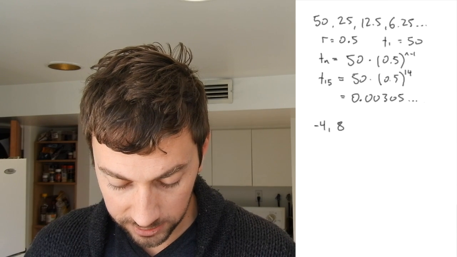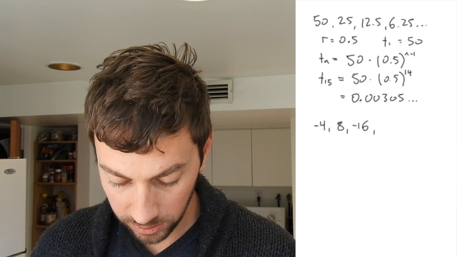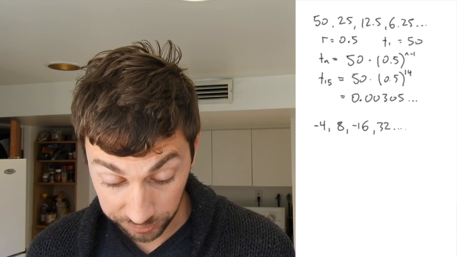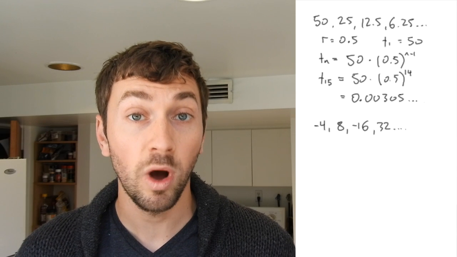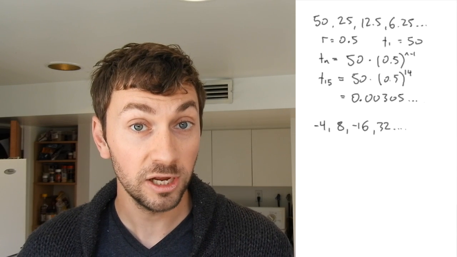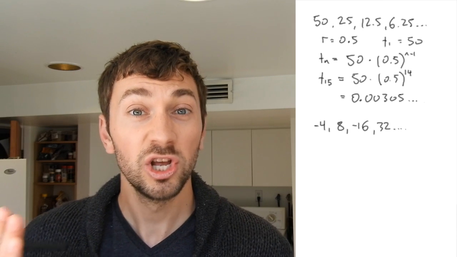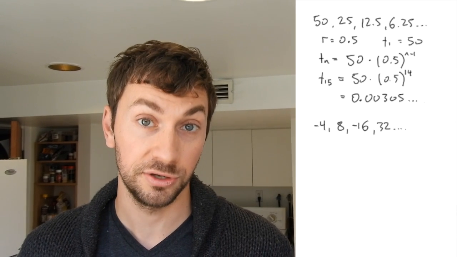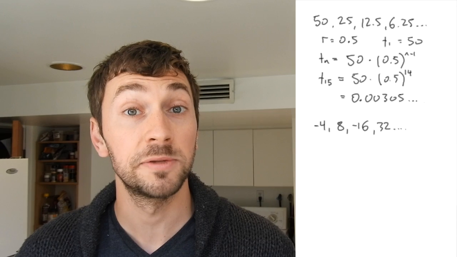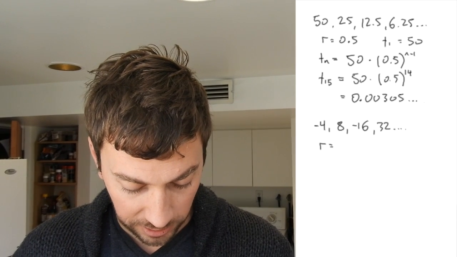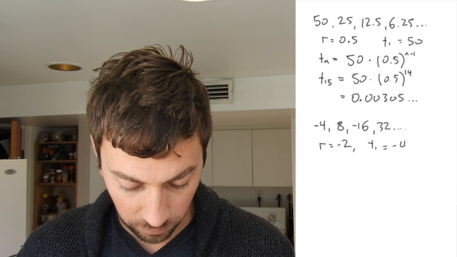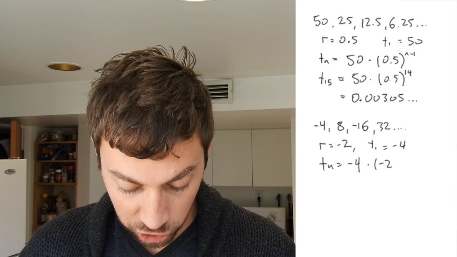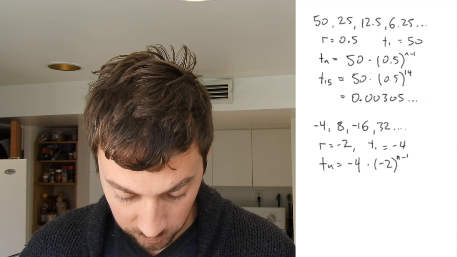-4, 8, -16, 32, and so on. This one's interesting because it's got negatives and it's swapping back and forth. I wonder if you could think about what the timesing number is. If you think about just the numbers, 4, 8, 16, 32, it's timesing by 2, but because the negatives are swapping, it's timesing by -2. So R is -2, and T1 is -4. So Tn equals -4 times -2 to the power of n minus 1.